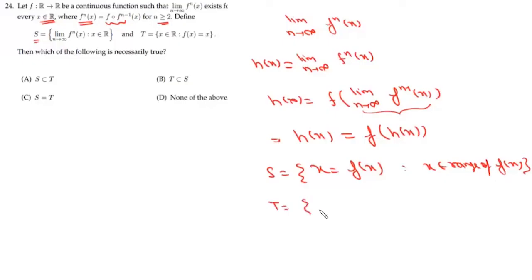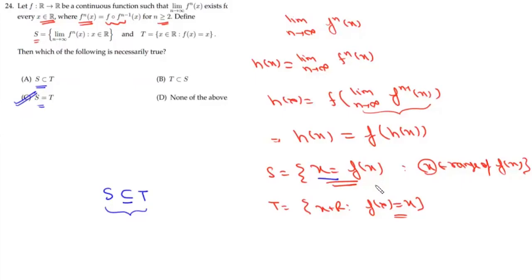Now the set T, it is given as x belongs to R and f(x) equals x. Now both these sets look equal, but the crucial information is that S is when x lies in the range of f(x). So essentially this S has to be a subset of T. So the answer to this question should have been S is a subset of T. ISI has given the answer as C, which is S equals T, considering x equals f(x) as the same for both the functions. But then it is entirely up to the interpretation.